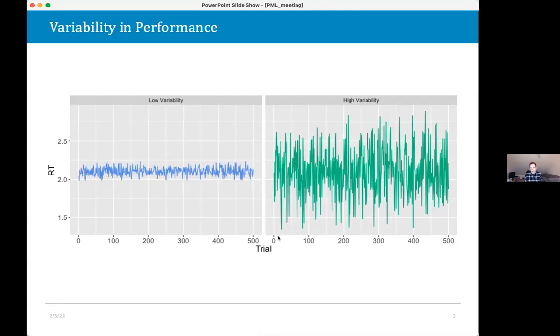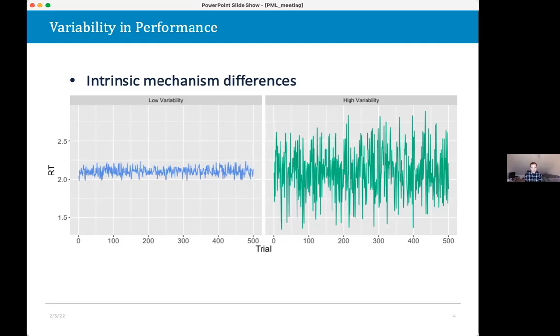And the person on the right, by contrast, has a lot of variability. So sometimes they're responding very quickly, less than 1.5 seconds, and other times they're responding very slowly, so closer to 3 seconds. And they don't have that narrow, consistent band of performance. There might be several reasons why we might expect that these two individuals might differ, even though they have the same mean performance. So some might have intrinsic mechanistic explanations.